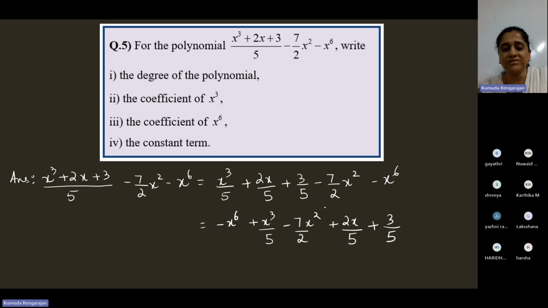So minus x to the power 6 first, then power 3, then power 2, then power 1, then the constant. Have I written them correctly? Minus x to the power 6 plus x cubed by 5 minus 7x squared by 2 plus 2x by 5 plus 3 by 5. Now answer these questions. The degree of the polynomial is 6, correct?